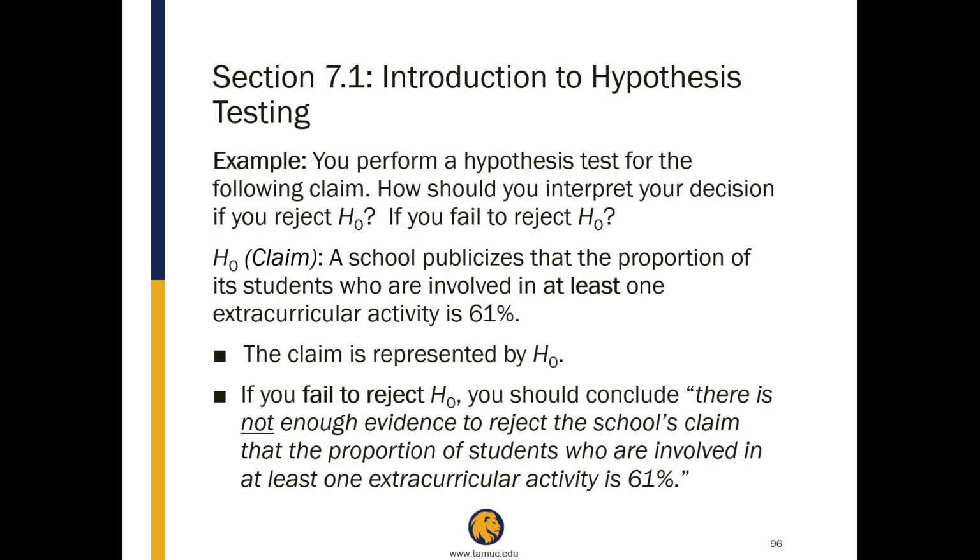If we fail to reject the null hypothesis, we would conclude there is not enough evidence to reject the school's claim that the proportion of students who are involved in at least one extracurricular activity is 61%. The evidence that we use to support whether we reject or not reject the null hypothesis will be according to the p-value. The smaller the p-value, the more likely we have the evidence to reject the null hypothesis.